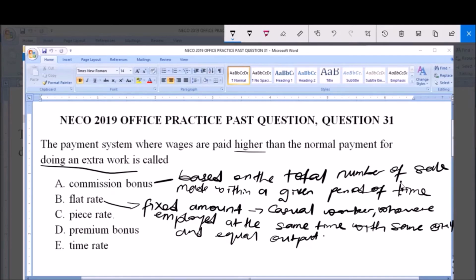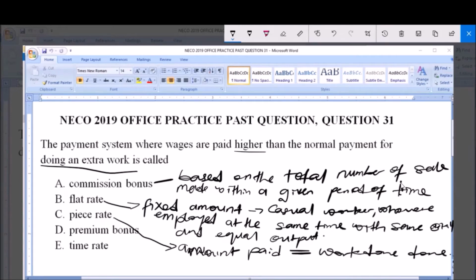Now C here says piece rate. Piece rate is the amount received or paid based on the work done. That is, it is equal to the work done. The amount paid or received must be equal to the work done. That is the concept of piece rate: the amount paid or received is equal to the work done by the worker.